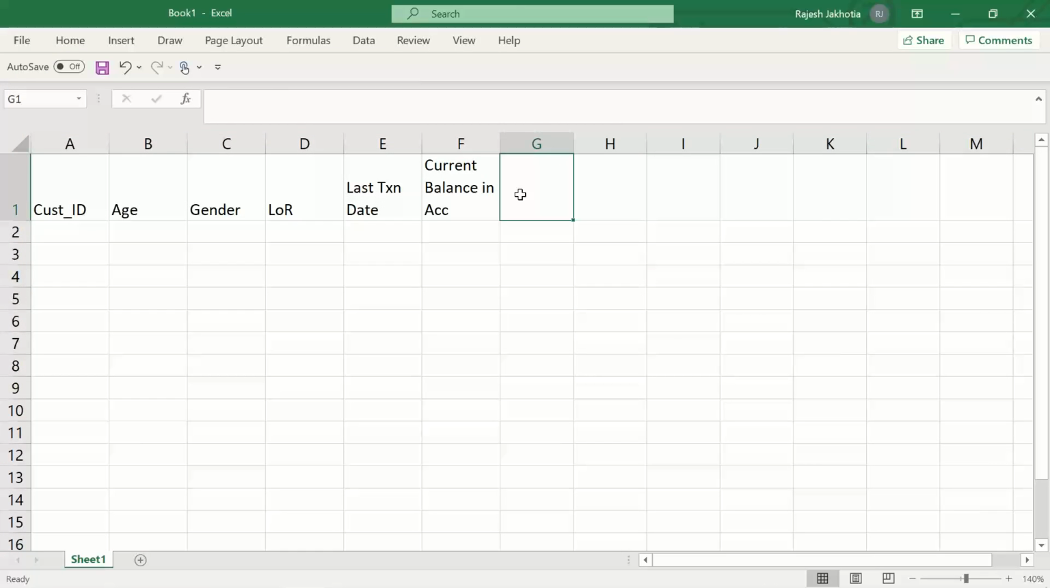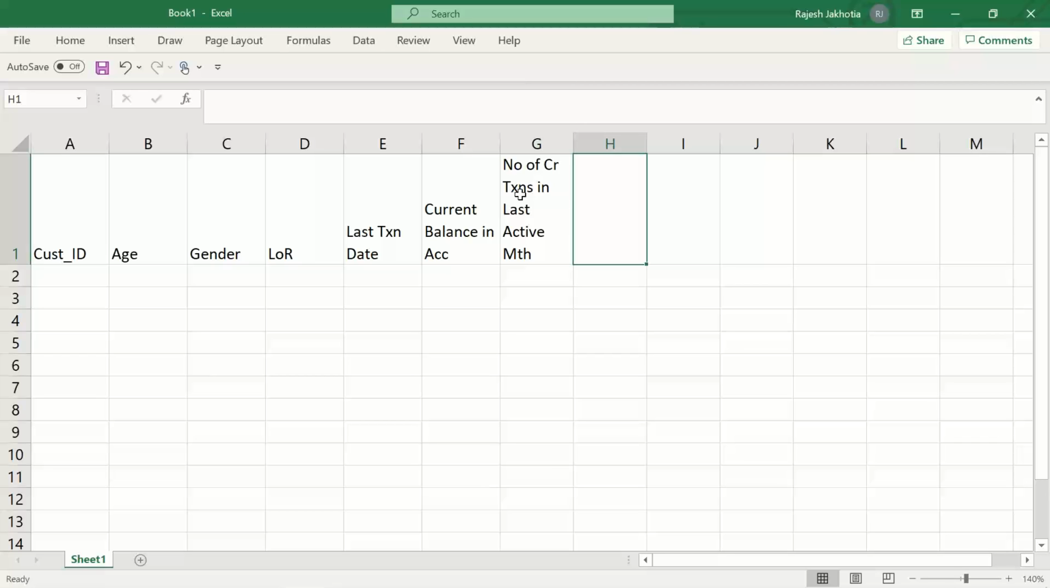These variables can come from the time period when the customer was active. You can have variables like number of credit transactions in the month, in the last active month. At that point of time, when the customer was active, you may have information such as total cash inflow, total cash outflow, that is debits. You may have many such variables. These all become your input variables.